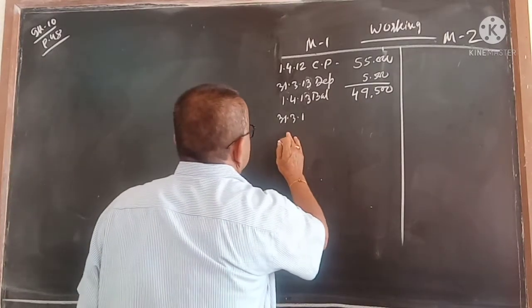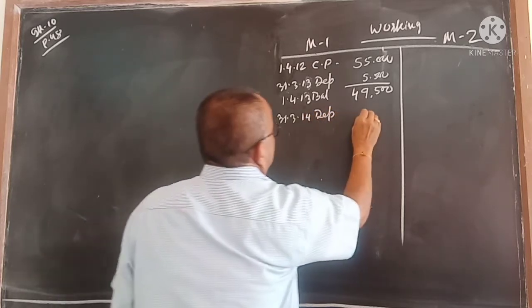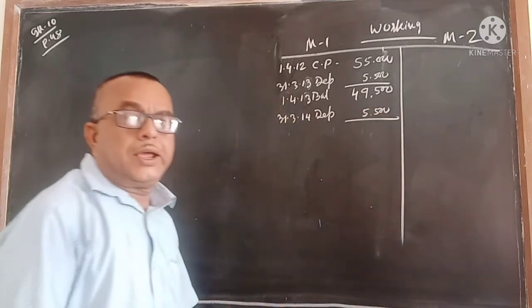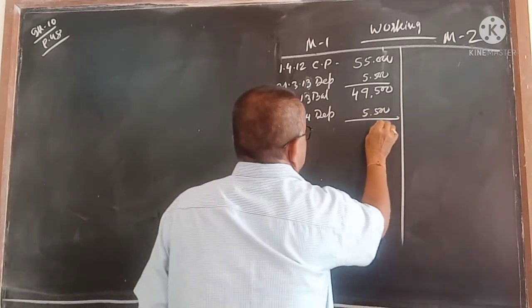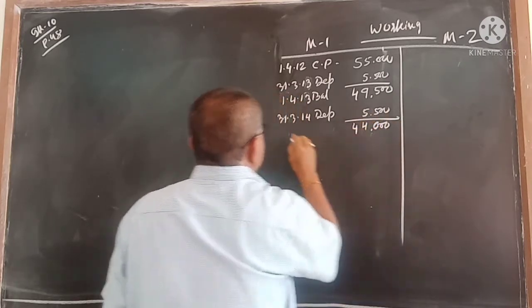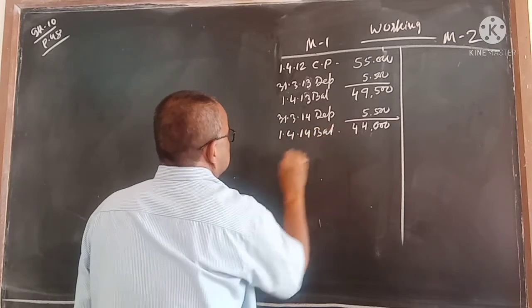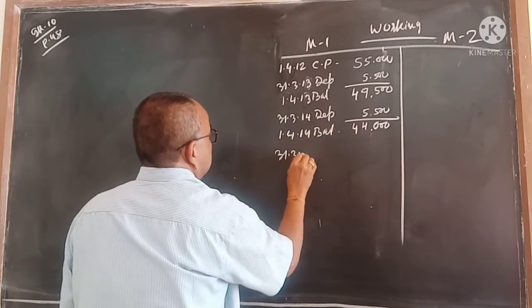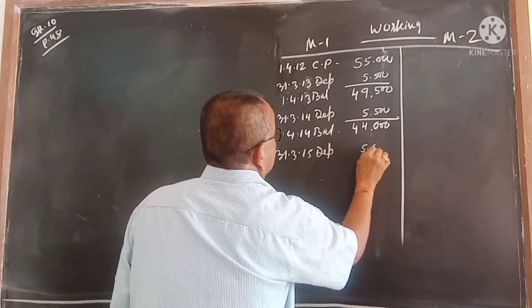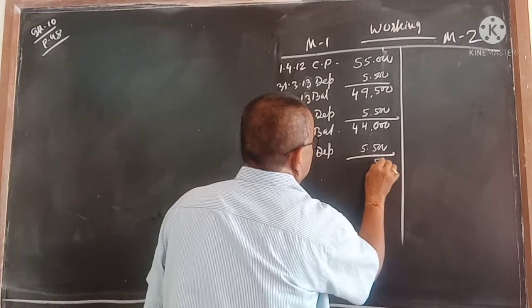Next we charge the depreciation on 31st 3/14. Again depreciation which comes 5,500, and this is SLM, straight line method. And you are getting the balance on 1/4/14. Next again you will charge the depreciation on 31st 3/15. Depreciation again 5,500, and if you minus 5,500, you will get 38,500.